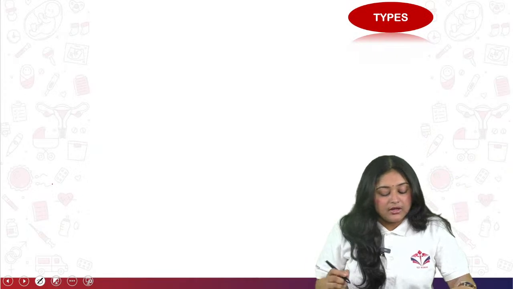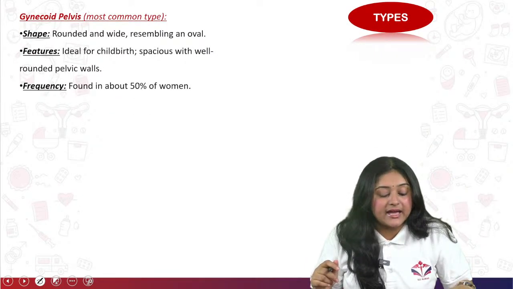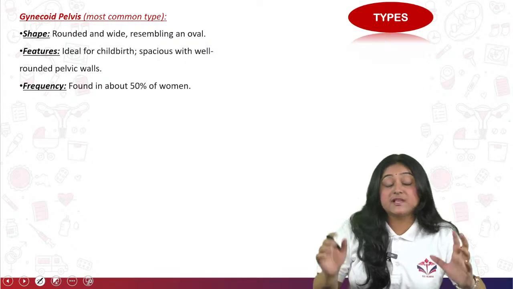Now come to the types. So what are the types? First is the gynecoid pelvis, meaning the female pelvis type.